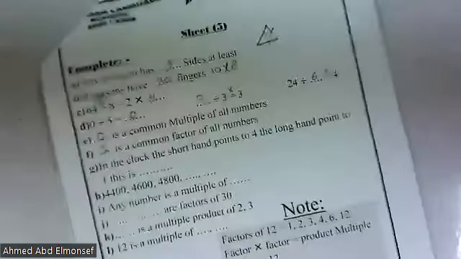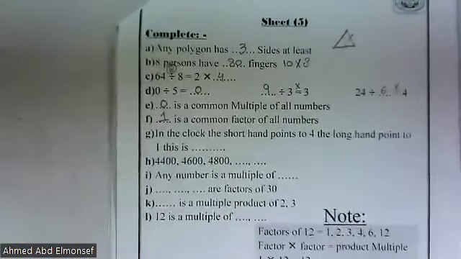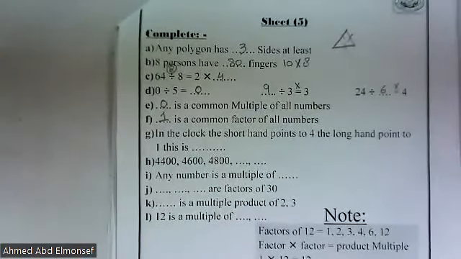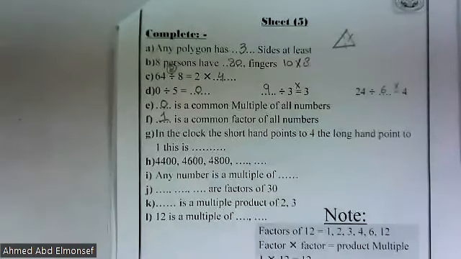Do you understand, guys? Does everyone understand? Did we understand why 0 is a common multiple and why 1 is a common factor? Anyone can't understand?